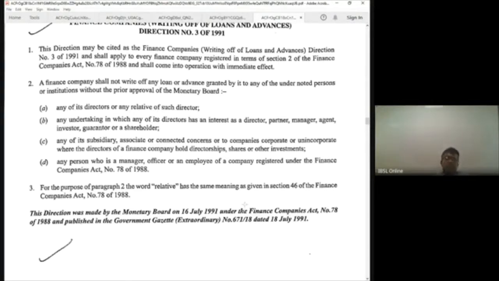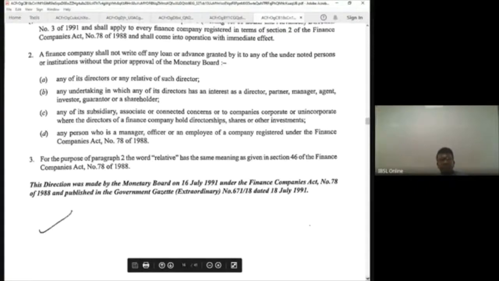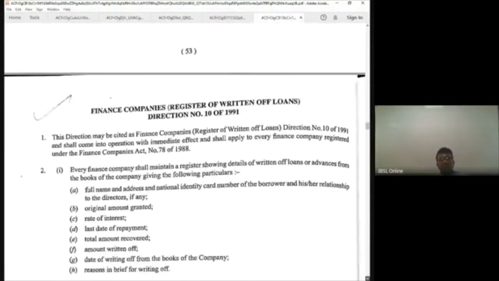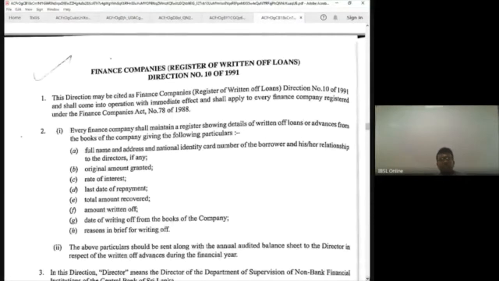Whatever I write off, if I write off relatives of directors' loans, an undertaking of a director, any subsidiary, investment or loans, any person who is a manager, officer or an employee of a company registered under the Finance Company Act, it means I am directly using others' money and exploiting them. To prevent that, this restriction is placed on writing off loans and advances. So related parties cannot do that.